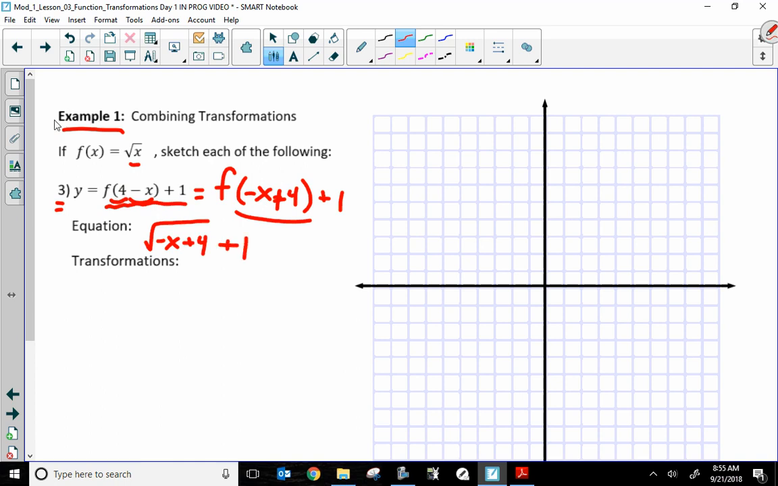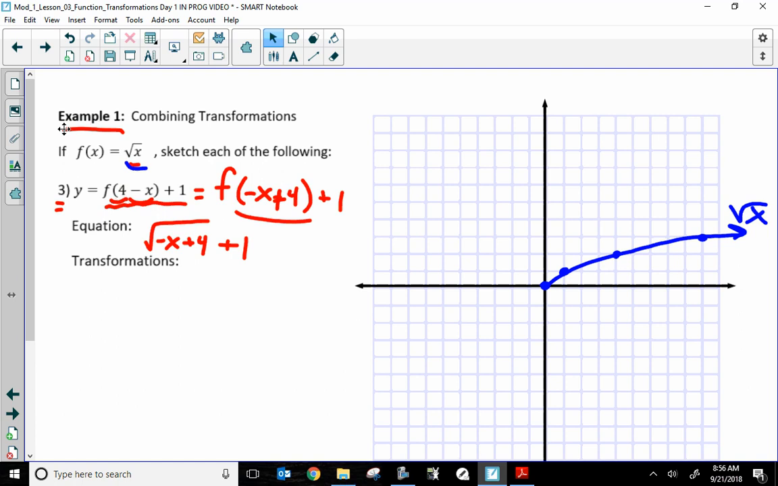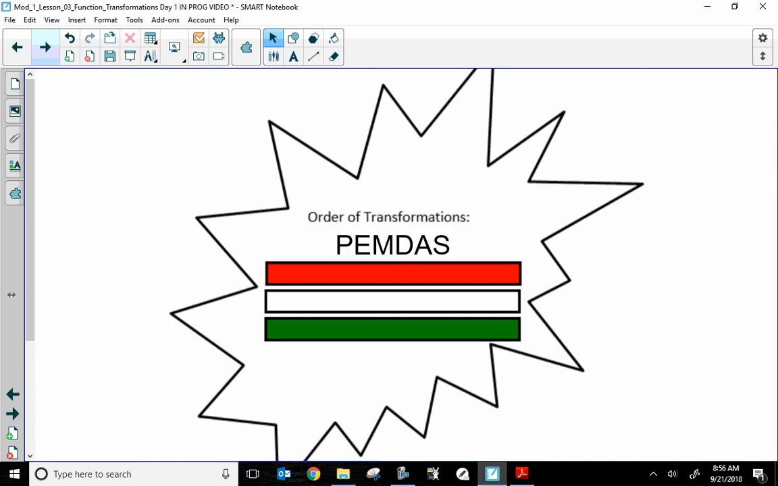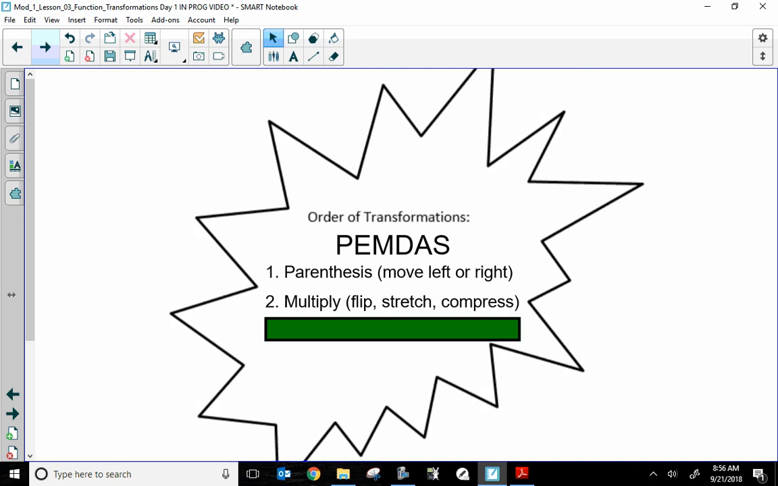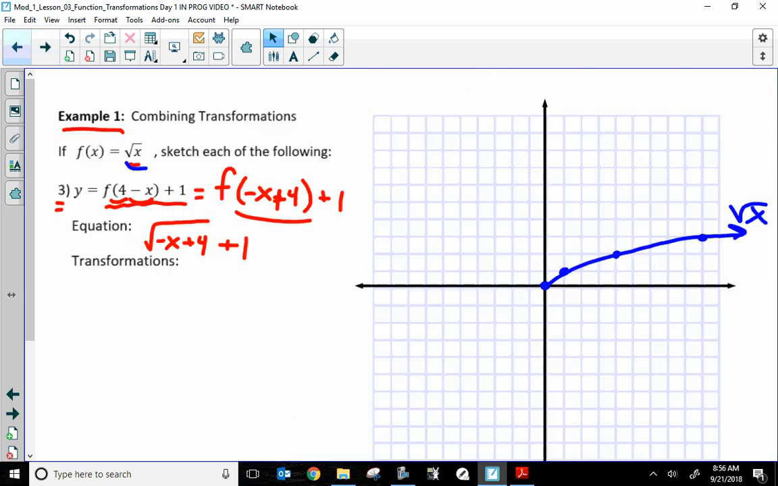There you go. So now I'm going to take my original graph, which goes here, here, here, and here. Goes like that. That's the square root of x. I'm going to apply the following transformations. And if you remember, earlier in the notes, we talked about our order of transformations, which I have here. PEMDAS, we do our left or right movement first. Then we flip anything if we need to, or stretch or compress. Then we move our up and down.